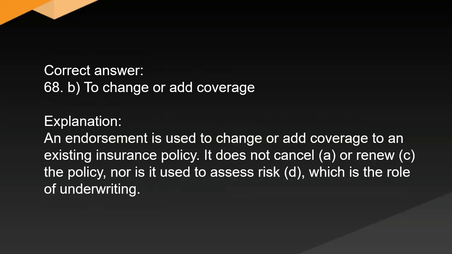Correct answer: B. To change or add coverage. Explanation: An endorsement is used to change or add coverage to an existing insurance policy. It does not cancel, A, or renew, C, the policy, nor is it used to assess risk, D, which is the role of underwriting.